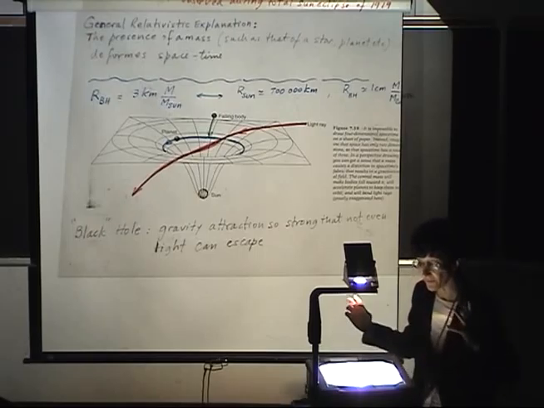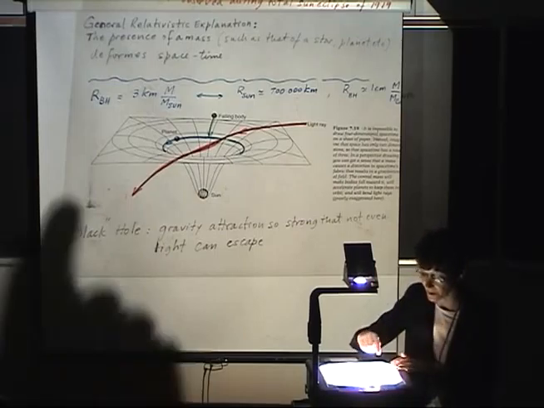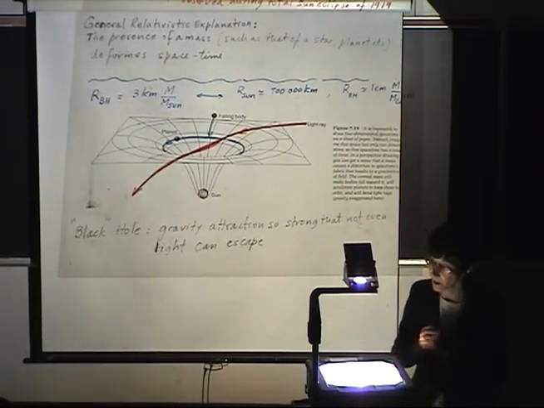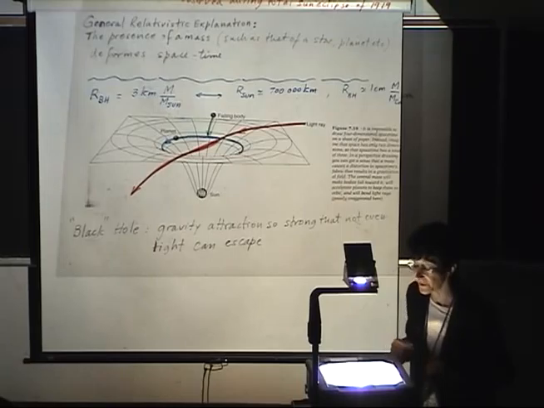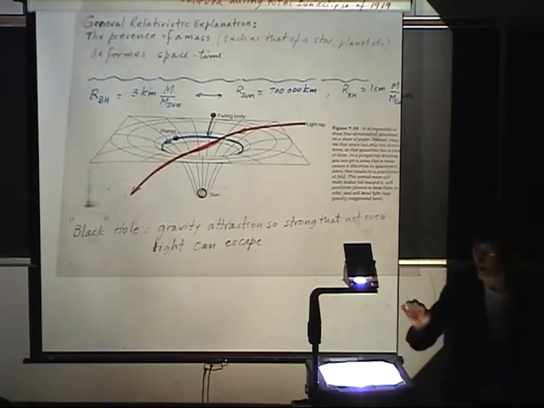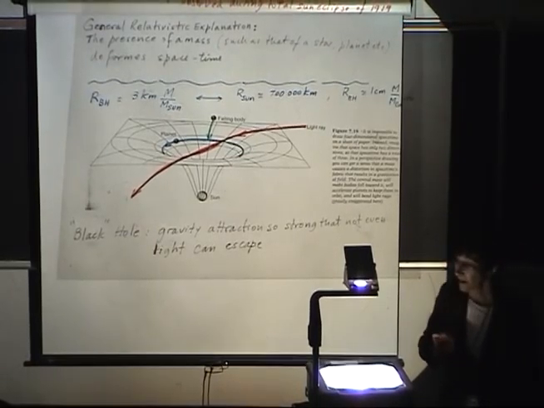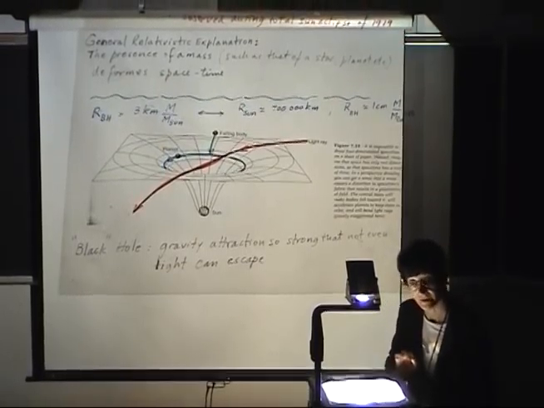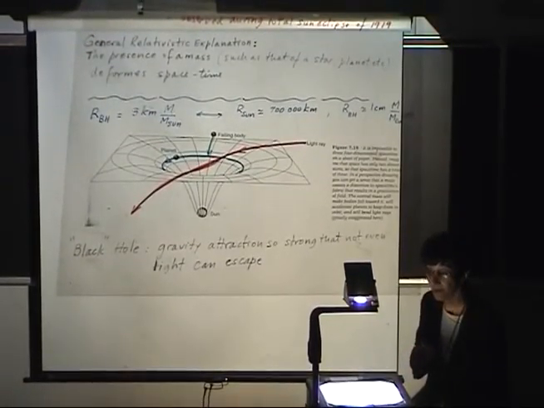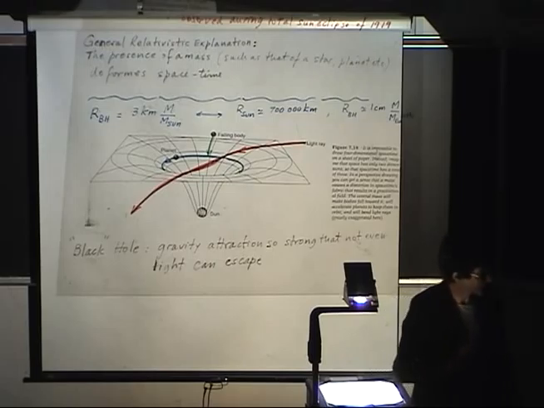If the mass of the sun would be concentrated in a radius of 3 kilometers, it would become a black hole. The mass of the Earth concentrated in a radius of 1 centimeter would become a black hole. So it has to become extremely dense.